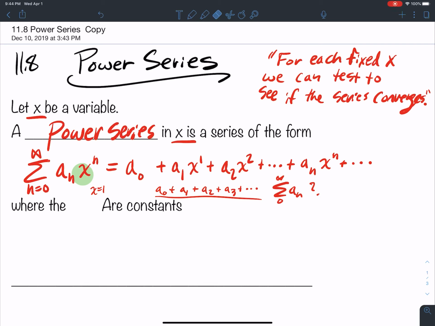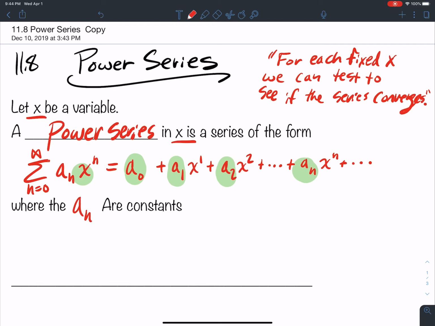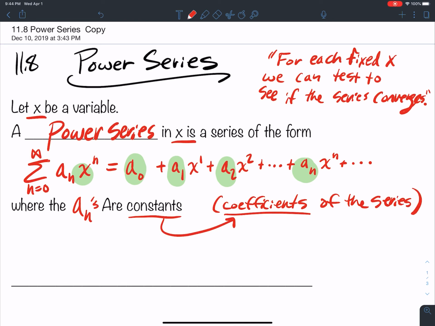So the thing that's important here is these a_n. Those a_n are the constants. These are the coefficients of the series. Those constants are the coefficients of the series there.